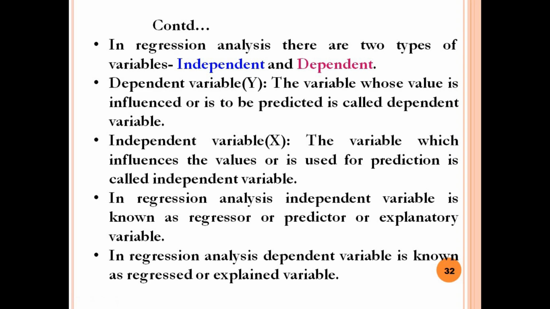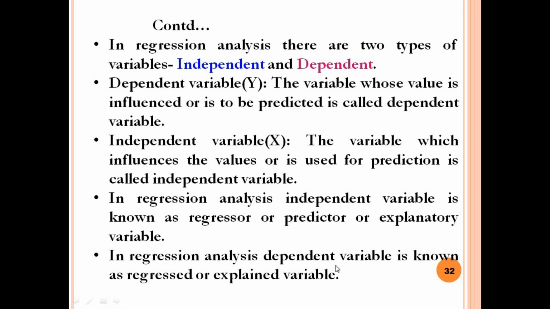So what is a dependent variable? What is an independent variable? The dependent variable is the variable whose value is influenced or is to be predicted. The independent variable is the variable which influences the values or is used for prediction. In regression analysis, the independent variable is known as the regressor, or predictor, or explanatory variable.